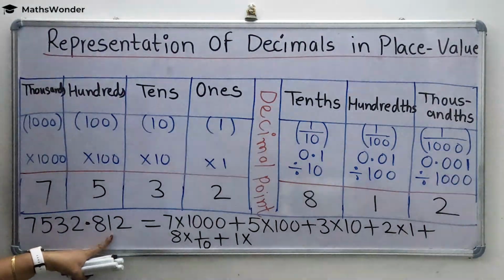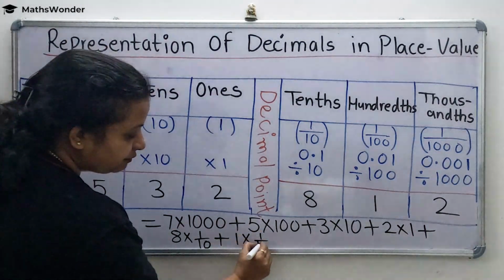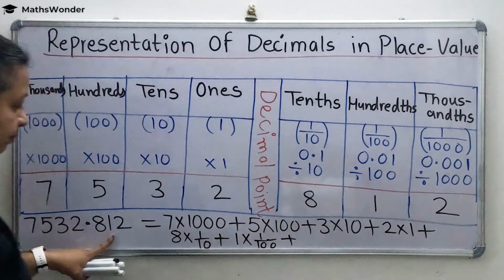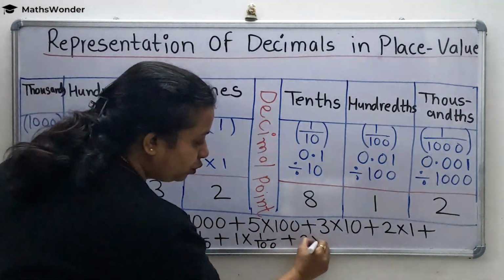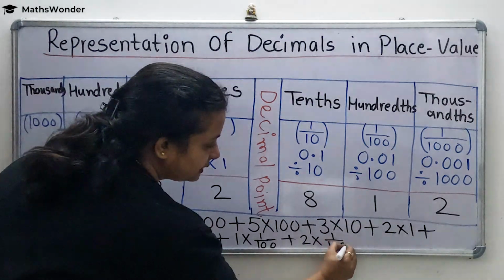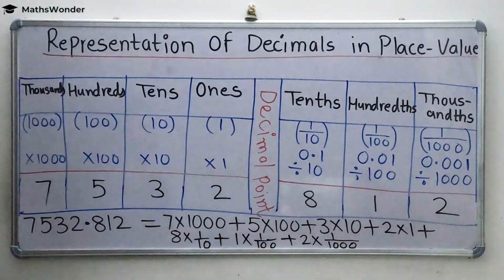So you will write 1 times 1 over 100. Then plus the last 2 is at the thousandths place, so you will write 2 times 1 over 1000. This is the expanded form notation of the decimal.